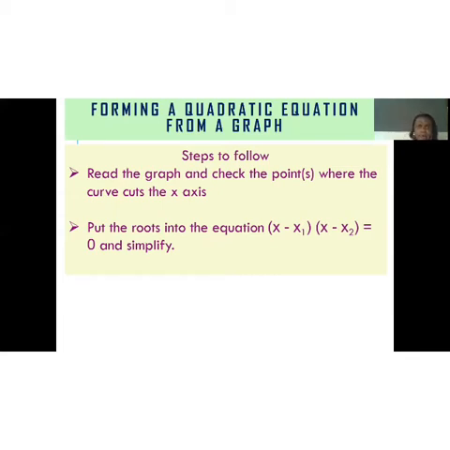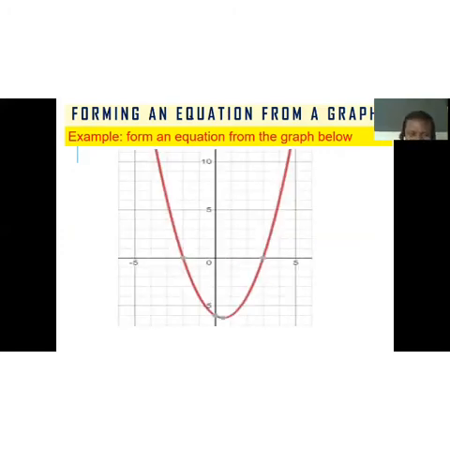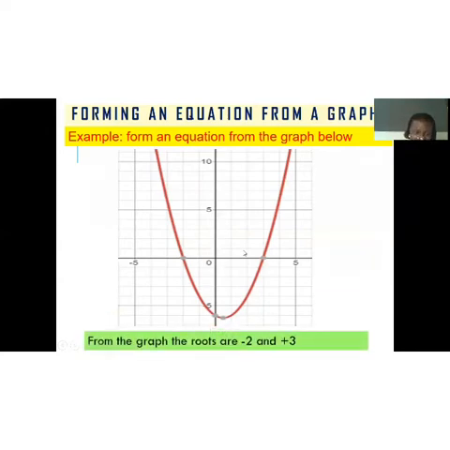Okay? So let's take an example of a graph. Form an equation from the graph below. So look at this graph. The first step is to check, where does the graph cut the x-axis? It cuts the x-axis in two places here. You can see the dots, this dot and this dot here. The first point is -2 on the left, where it cuts the x-axis on the left, and where it cuts the x-axis on the right is 3. So automatically from the graph, the roots are -2 and +3, right? So we can read the roots from the graph.